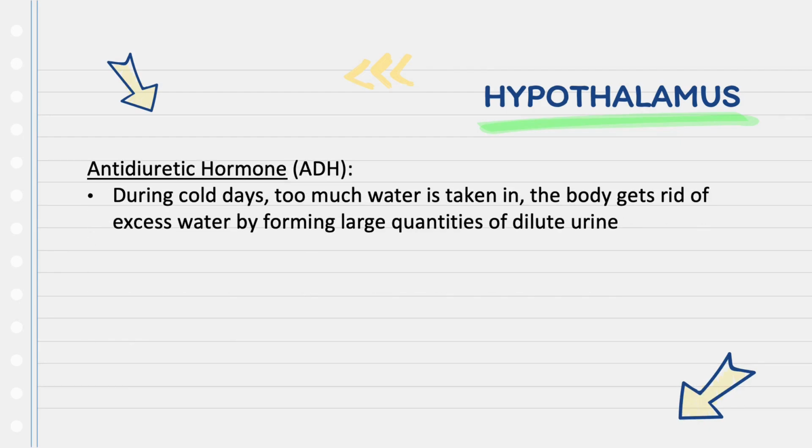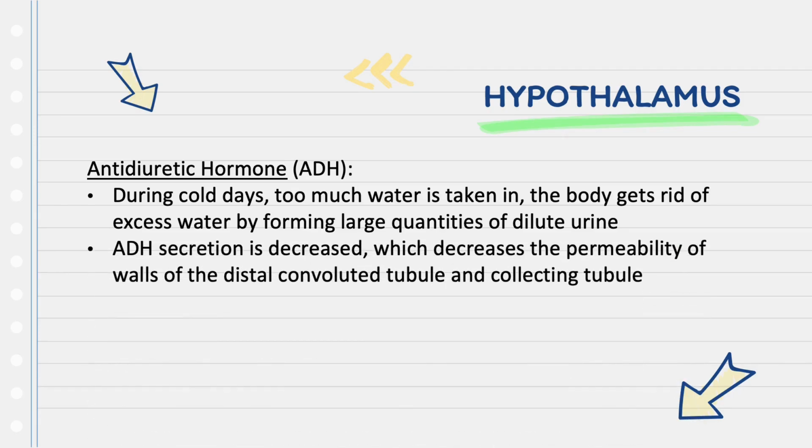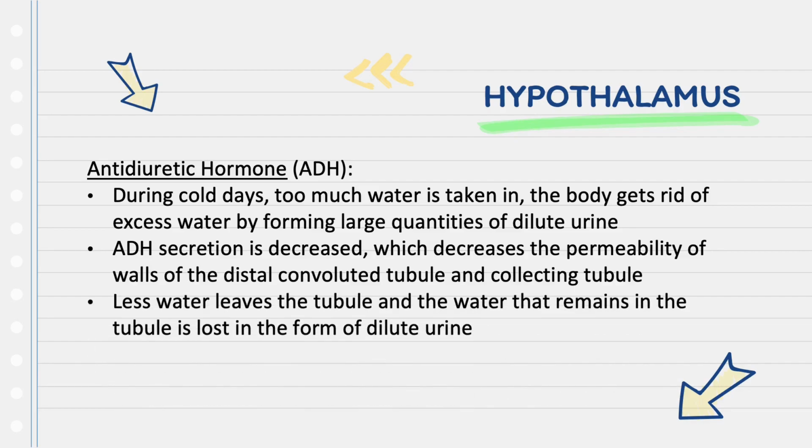During cold days, too much water is taken in. The body gets rid of excess water by forming large quantities of dilute urine. ADH secretion is decreased, which decreases the permeability of walls of the distal convoluted tubule and collecting tubule. Less water leaves the tubule, and the water that remains in the tubule is lost in the form of dilute urine. In this way, excess water is lost from the body.